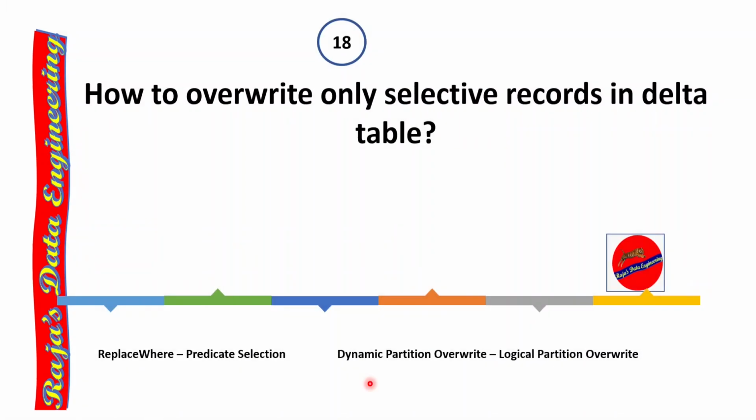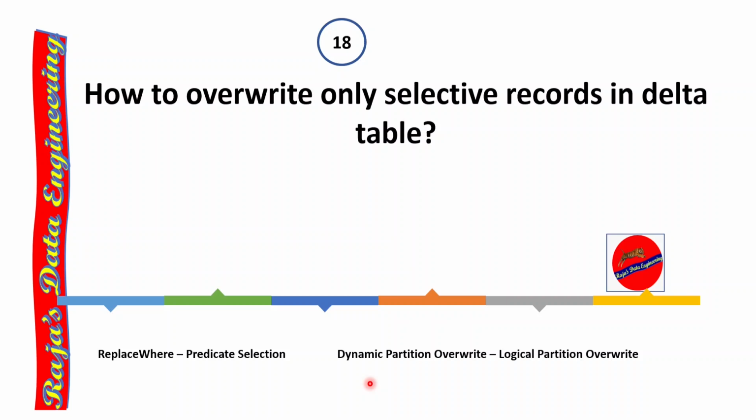Moving on to the next one, how to overwrite only selective records in a delta table. This is also one of the interesting questions. We have a very big delta table, but we have to replace the data only for a particular portion. Then how can we selectively overwrite?